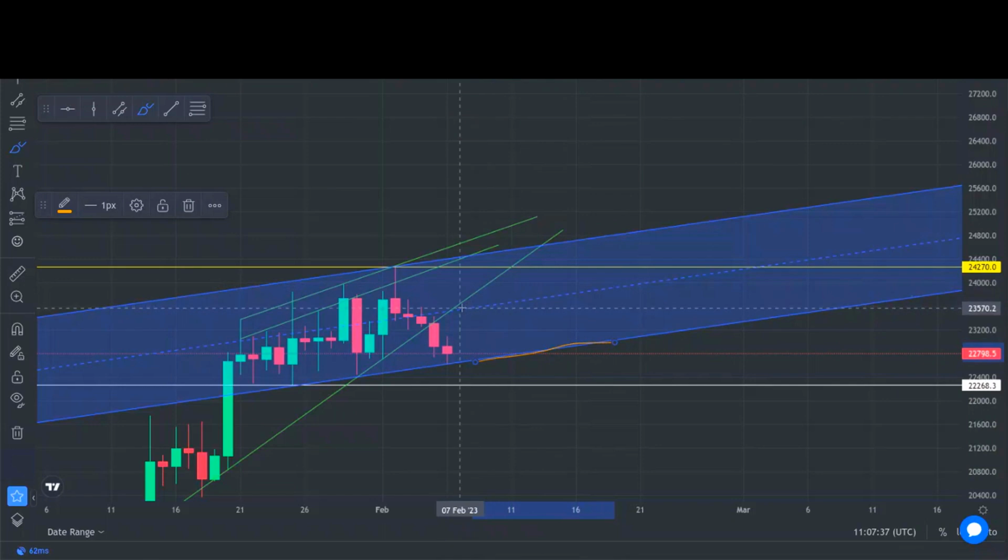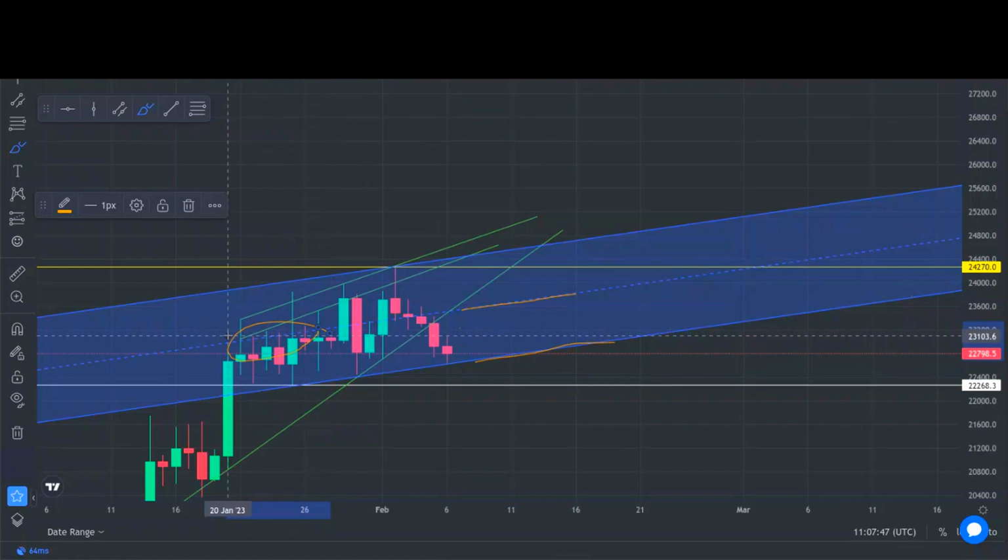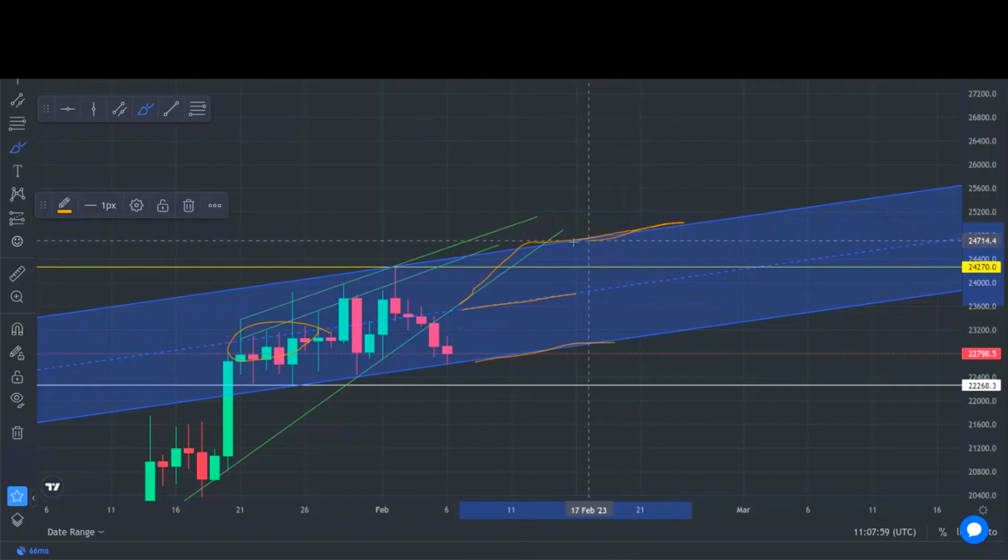This dotted line in the channel, you can see here, see the heavy resistance it was. So that's a likely resistance right here where I got that orange line drawn. And then this channel here, the bottom of the channel could be resistance, and then the top of this is resistance. So here's kind of your resistance.